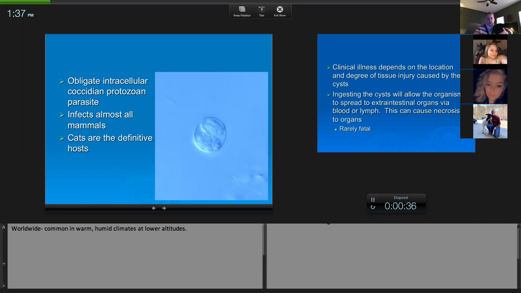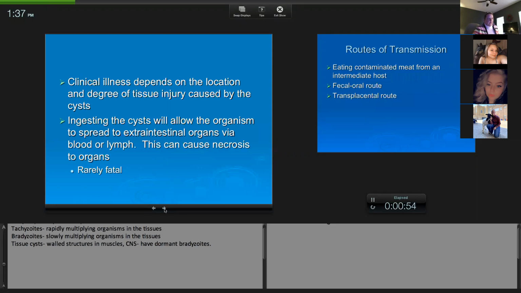So dogs can get it, rats, mice. Many mammals can be infected with toxo, but cats are known as the primary host. And it can be worldwide. There's some notes under here, more humid climates.